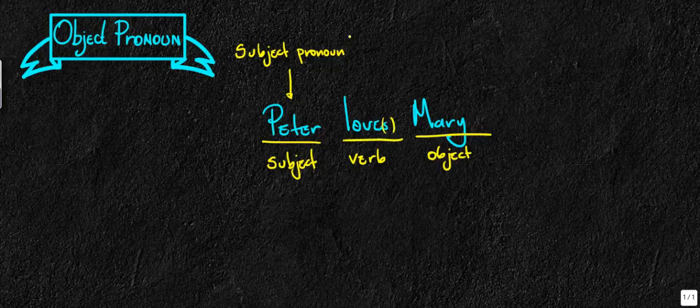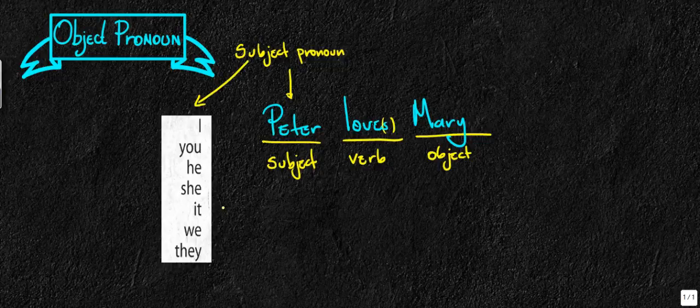And I assume that everybody watching this video is familiar with subject pronouns, but either way, I'm going to give you a list right over here. All right. And so let's say that I want to substitute Peter. Well, I would use the appropriate subject pronoun. So for Peter, I wouldn't say you, I would say he. So I would say he loves Mary.